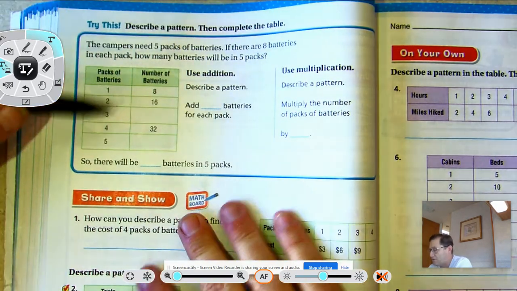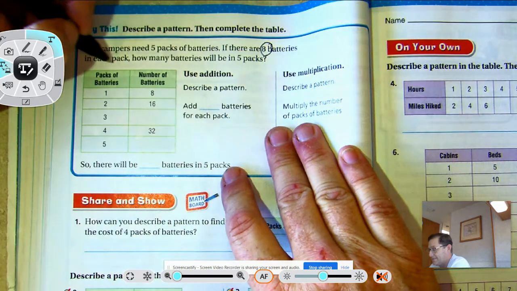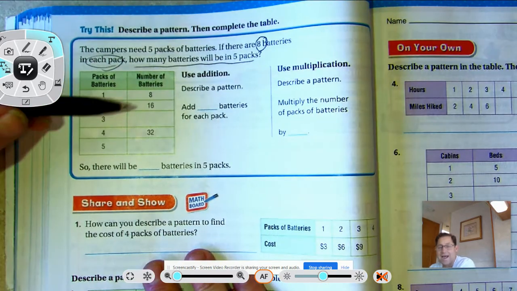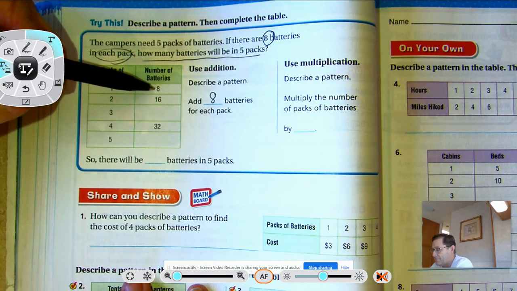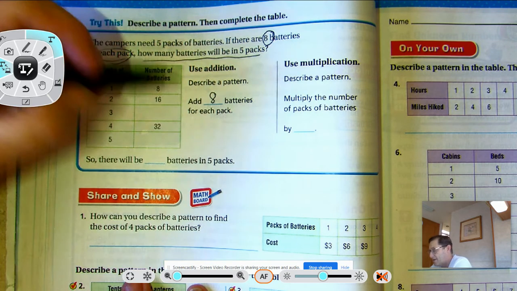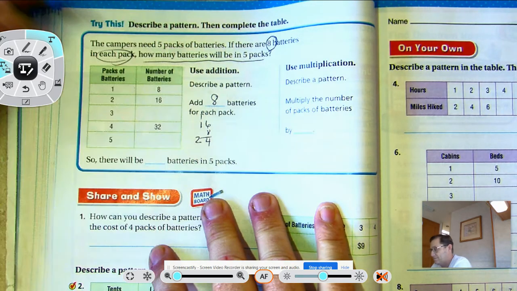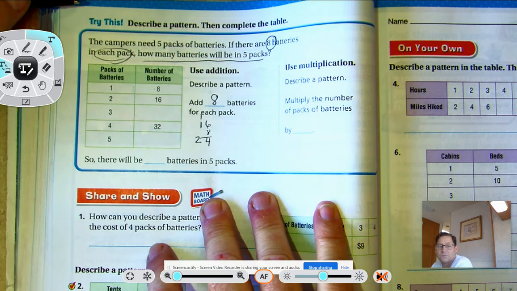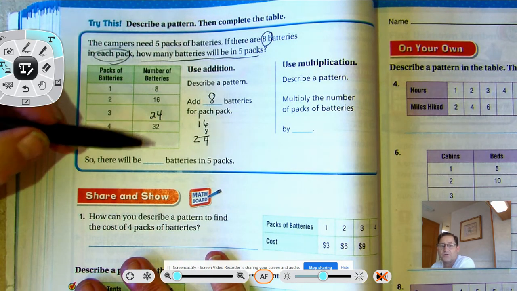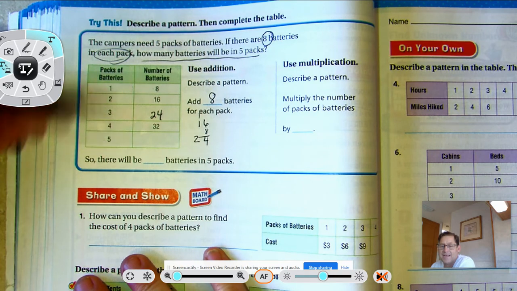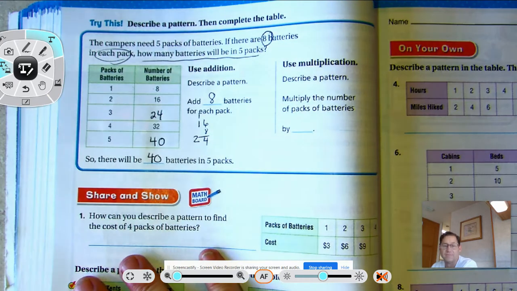Okay, so add how many batteries for each pack? It says there are 8 batteries in each pack. All right, so we're going to be adding 8 batteries for each pack. 1 pack has 8 batteries. 2 packs has 16 batteries. 3 packs, 16 plus 8. 8 plus 6 is 14. Regroup that as 1 ten and 4 ones. 1 plus 1 is 2 tens, so 24. 24 plus 8 is 32. 32 plus 8, we can do that in our head. 8 plus 2 is 10. Regroup that, it's 40. So there will be 40 batteries in 5 packs.